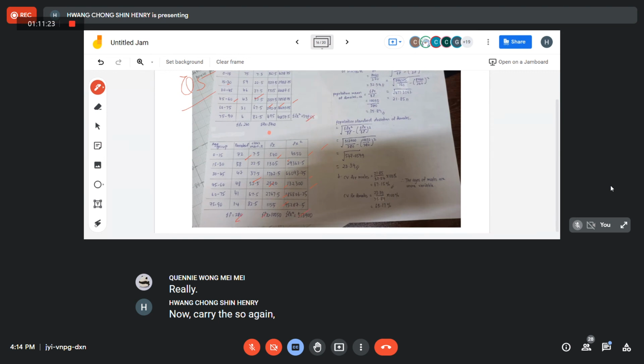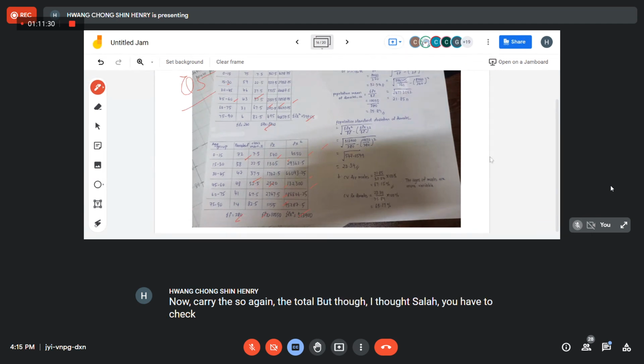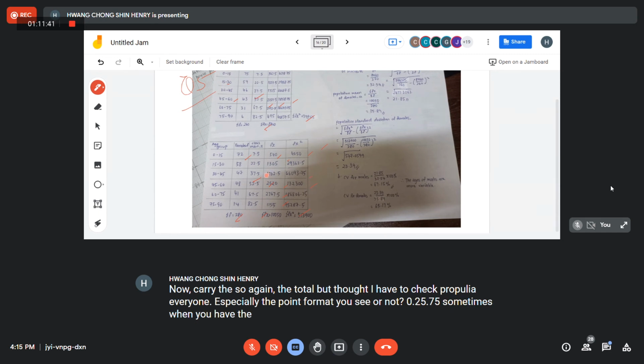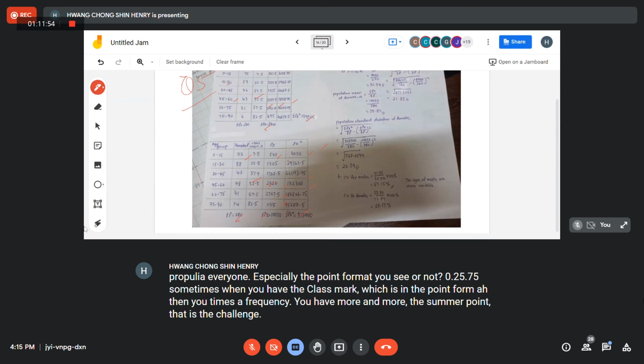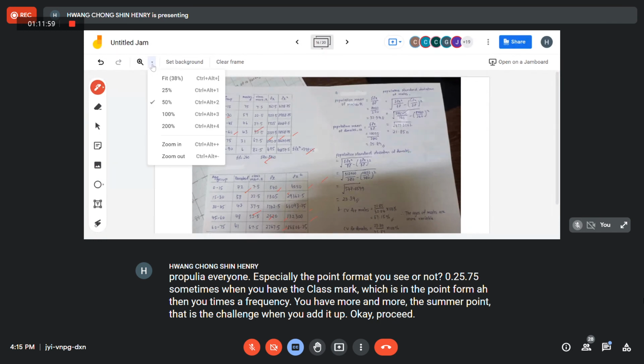So again, the total, whether right or wrong, you have to check properly, everyone. Especially the point form, you see or not? 0.25, 0.75. Sometimes when the class mark is in point form and you times the frequency, you have more and more decimal points. That is the challenge when you add it up. Okay, proceed.